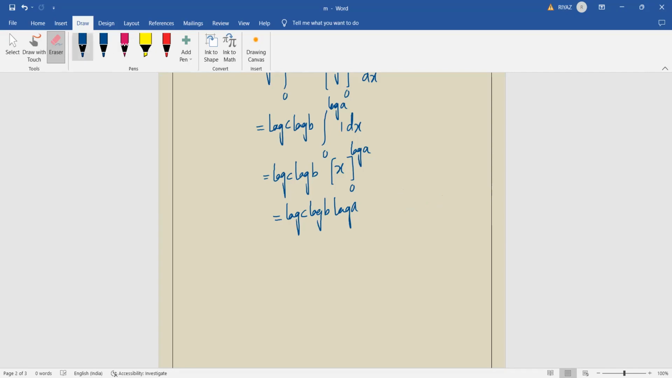Now, what is the possible step? Tell me. Actually the formula is this one: log a into b is equal to log a plus log b. But here in our question, it is not possible to simplify anywhere. So we stop here only.